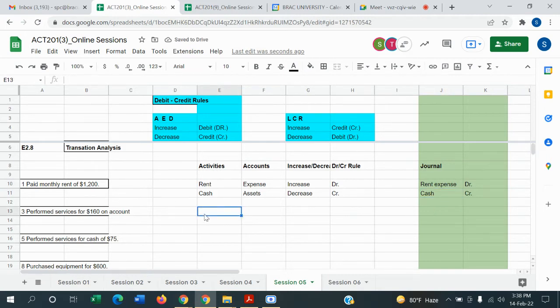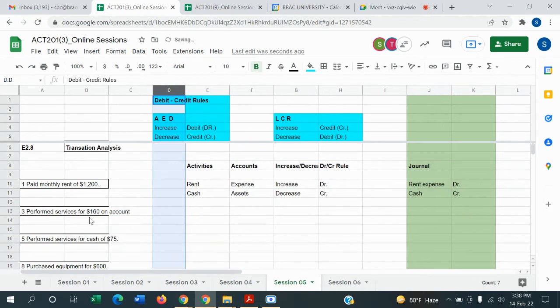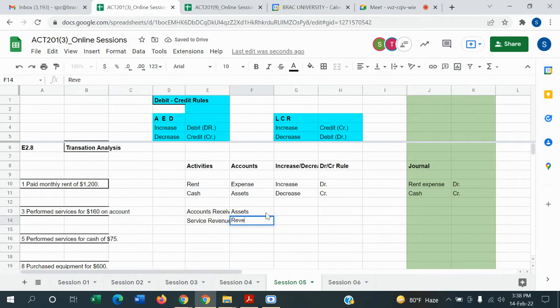Second one. Okay. So they performed service on account. So we should write down accounts receivable and service revenue. Accounts receivable is an asset. Service revenue is a revenue or income.